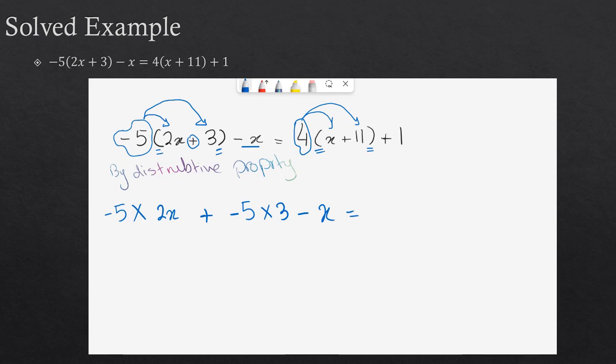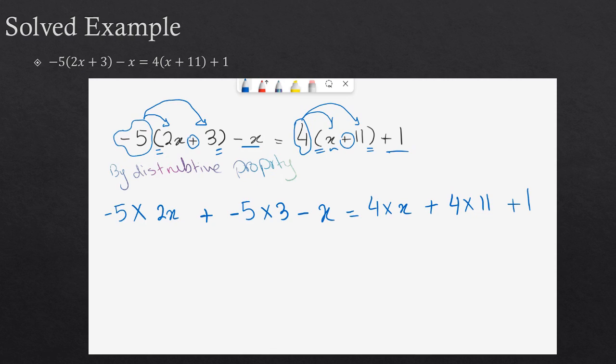The second bracket in the right hand side, we have 4 multiplied by this bracket. The first element of the bracket is x, so 4 multiplied by x. We have plus, we put it down, it's between the two members. And then we have 4 multiplied by the second member of the bracket, which is 11. So 4 multiplied by 11, and we have here plus 1, and we just write it as it is.